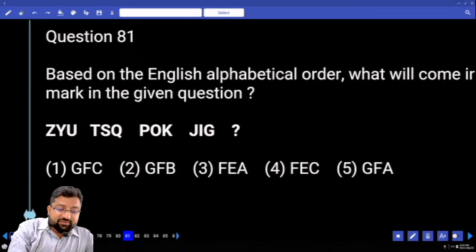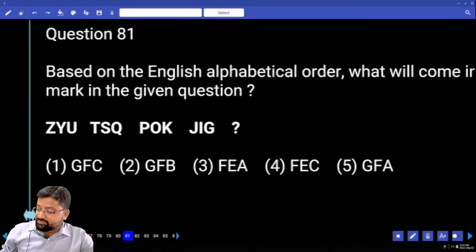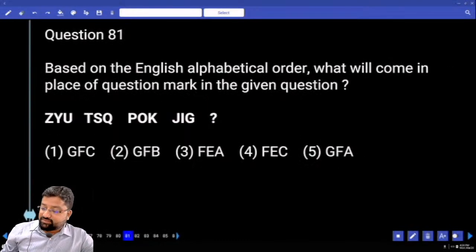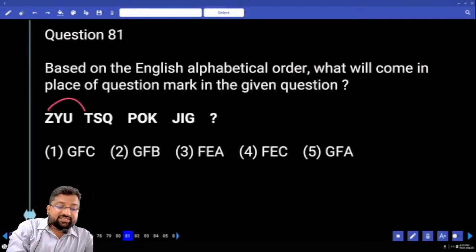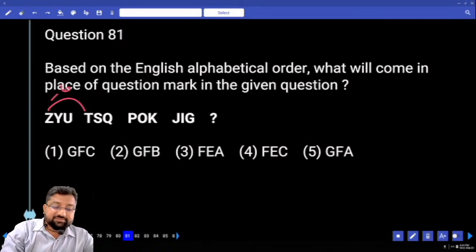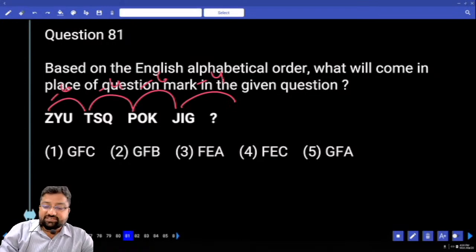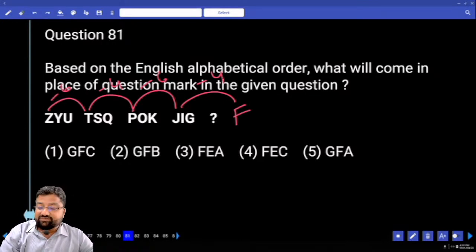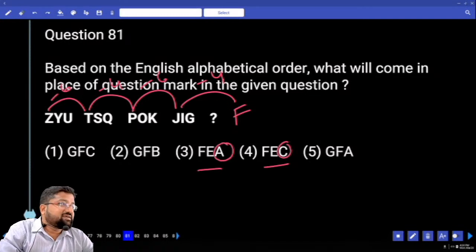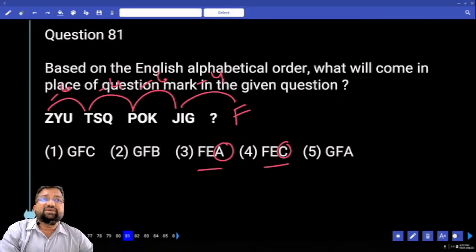Chalo, come on. Z and T. Z is how much? 26, 20, minus 6. 20, 16, minus 4. 16, 10, minus 6. Minus 4. 10 minus 4, 6. F. How many options are here with F? 2 options. My answer should be either 3 or 4. Look at both the options. The last letter is different. It would be better if I go only with the last letter.